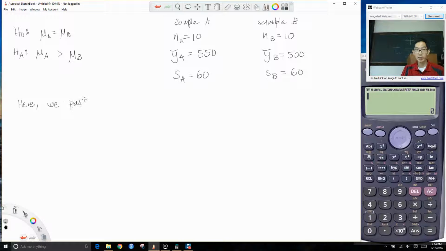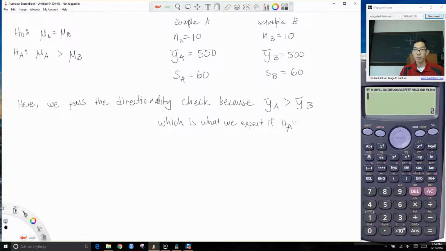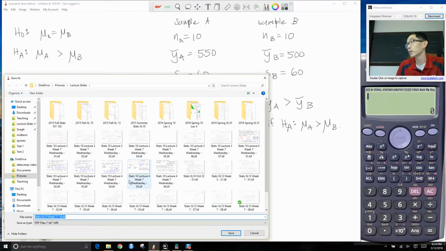We pass the directionality check because y bar A is greater than y bar B, which is what we expect if the alternative is mu A is greater than mu B. Okay, and so at this point we would carry on with the hypothesis test, the t-test.